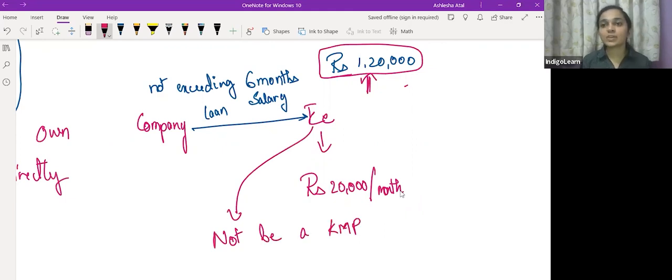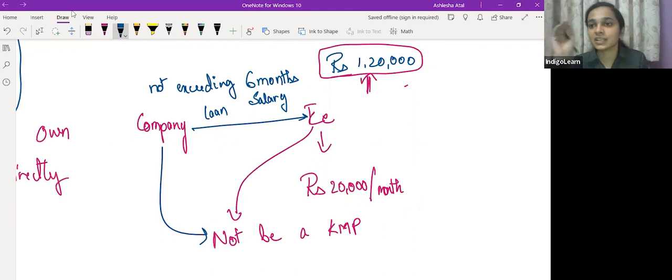KMP includes CEO, CFO, managing director, ये सारे जो main important persons होते हैं वो. So this employee can be anyone except a KMP. मतलब a company cannot give loan to KMP even if it is within his 6 month salary. तब भी company KMP को loan नहीं दे सकता company के अपने खुद के shares खरीदने के लिए. So this is the second exception.